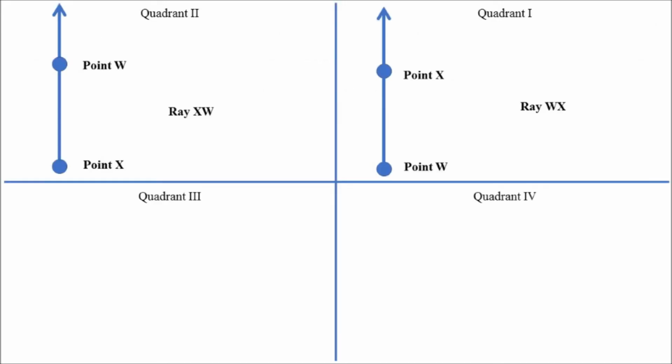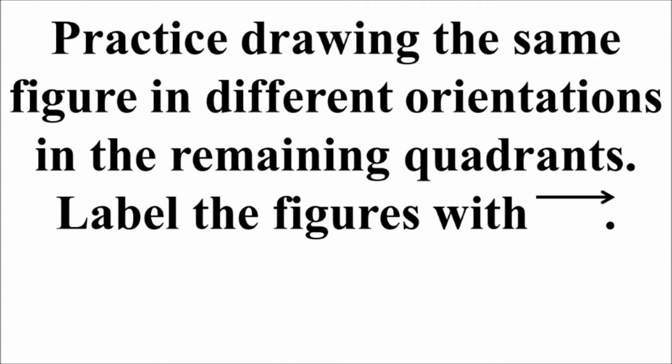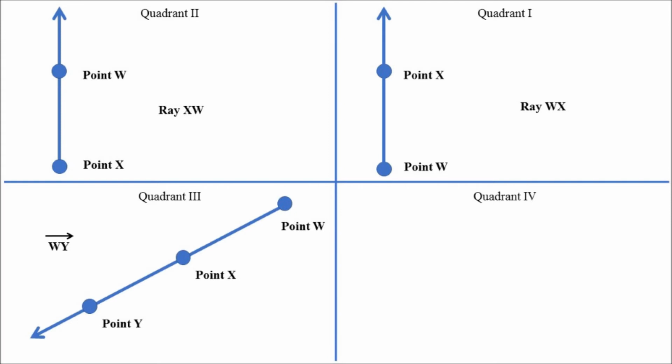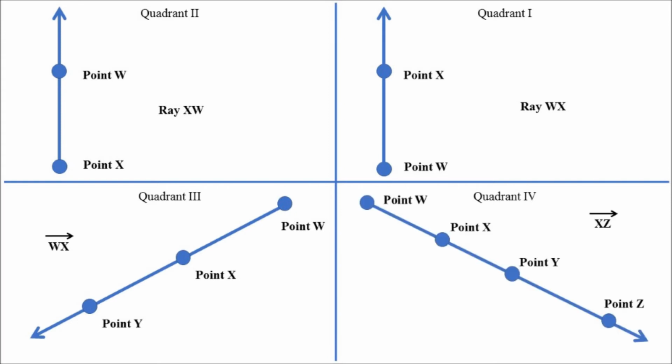Please explain. We want the kids to understand that since these points are different for each ray, then they are different rays. One is ray XW, the other one is ray WX. So these are 2 different rays. Practice drawing the same figure in different orientations in the remaining quadrants. Label the figures with this ray illustration. Make sure the students understand that when they're labeling rays, they have to label the endpoint first.